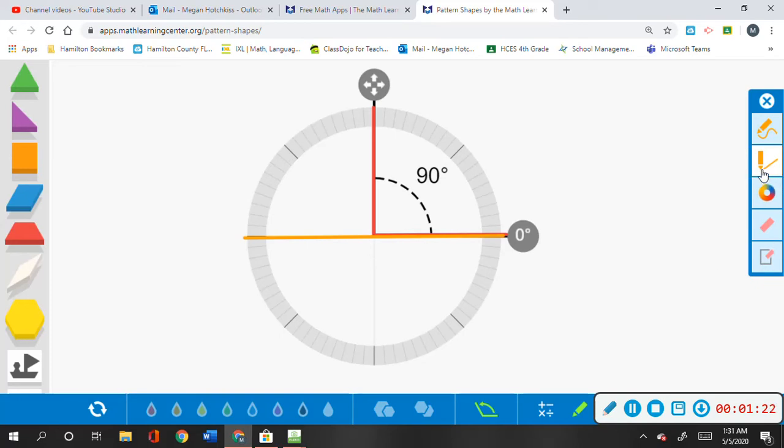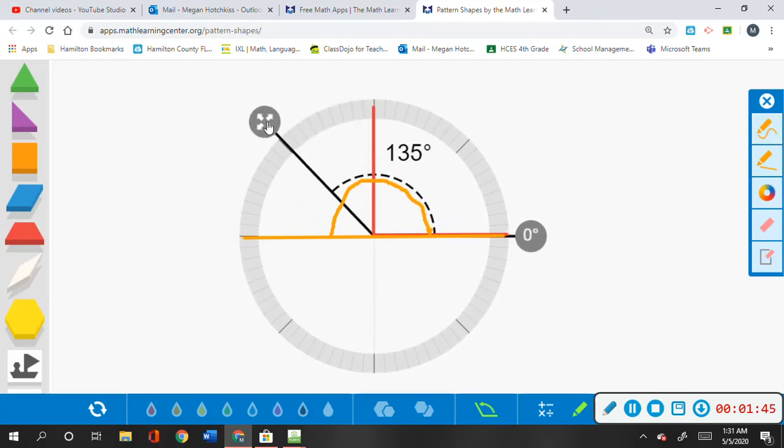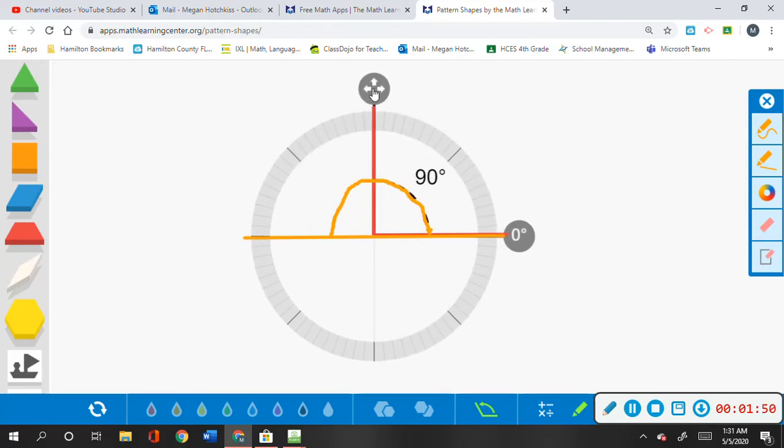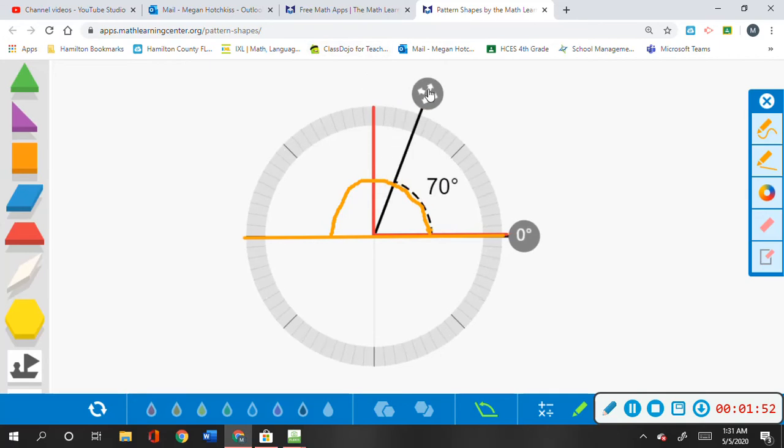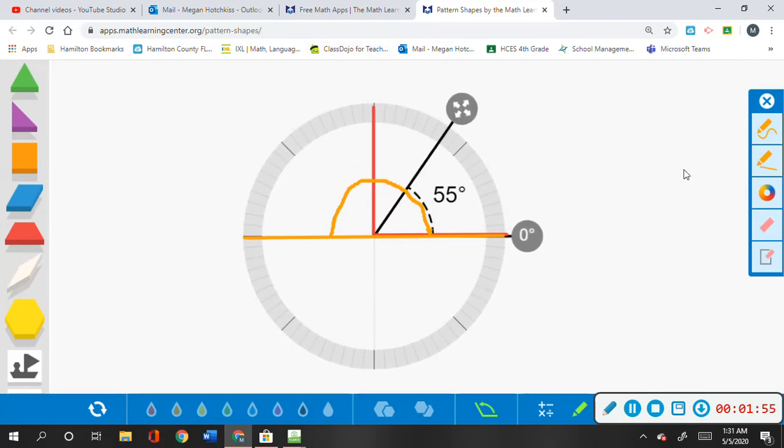So we also know that this 180 degree angle is composed of much smaller angles than 180. So this 180 degree angle, you could say, has an angle of 135 degrees. It could have a 90 degree angle. It could have a 55 degree angle.